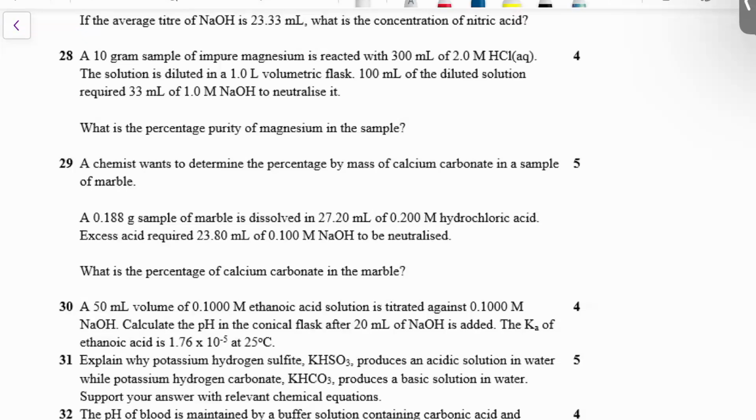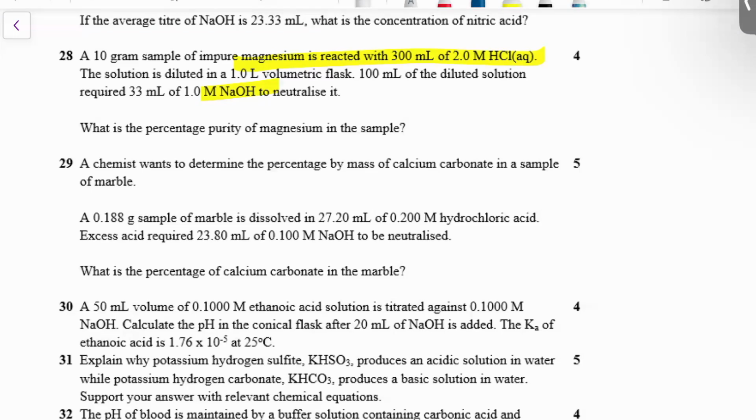Three, two, one. It's definitely not what? Which one can you immediately cancel out of the 3? It's definitely not a direct titration because there are 2 reactions happening, the magnesium with the HCl and then the HCl with the NaOH. So it's definitely not a direct titration. It's going to be a back titration. Good.